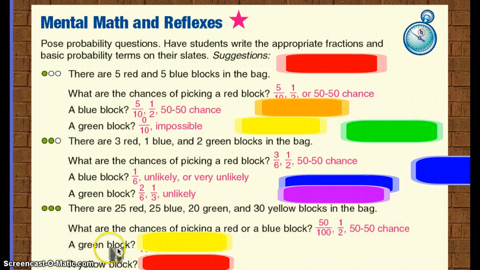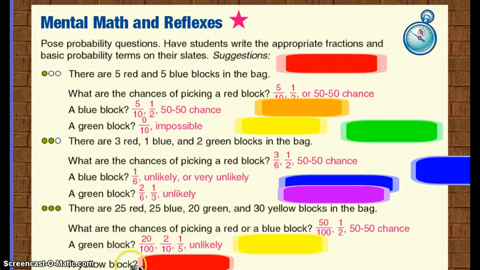My chance of picking a green block? Well, green there were 20. So 20 out of how many? We add them all again. 25 and 25 is 50, and 20 is 70, and 30 is 100. So 20 out of 100. Or if I divide them both by 10, 20 divided by 10 is 2, 100 divided by 10 is 10, and then if I cut both of those numbers in half, 2 divided by 2 is 1, and 10 divided by 2 is 5. Pretty unlikely that I will pick a green block.